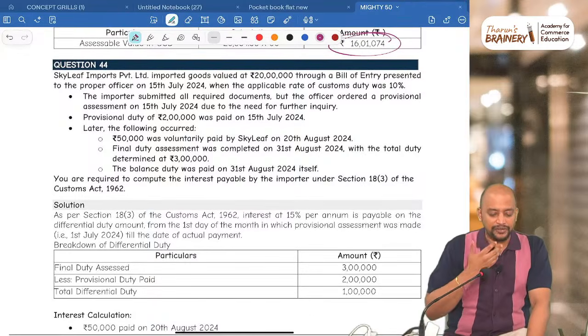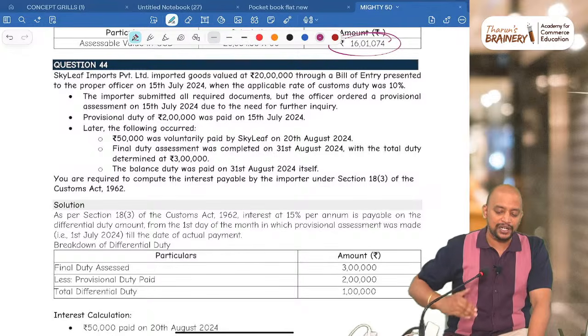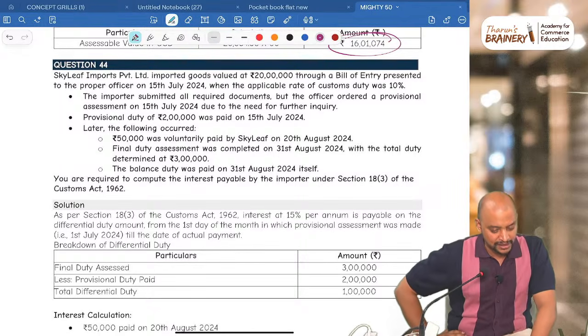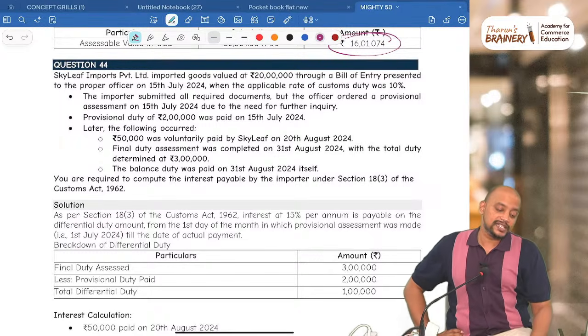Then question number 44. Skyleaf Imports Private Limited imported goods valued at 20 lakhs through a bill of entry presented to the proper officer on 15th July 2024 when the applicable rate of customs duty was 10%. The importer submitted all required documents.